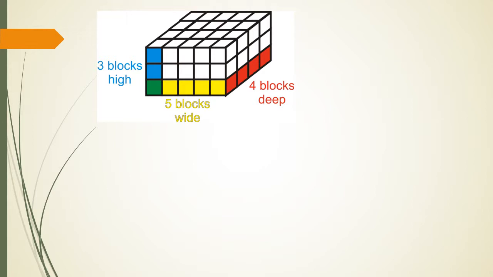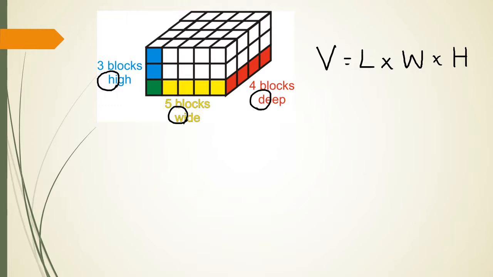Volume. Sorry, this is not a swimming pool. This is a really exciting block. Let's start with our recipe. V equals 3D, remember? L times W times height. And it says it's 3 blocks high, it's 5 blocks wide, and it's 4 blocks deep. Now they didn't call it length, they called it depth, which is the same thing, right? We could say that this here is the length. It doesn't matter.